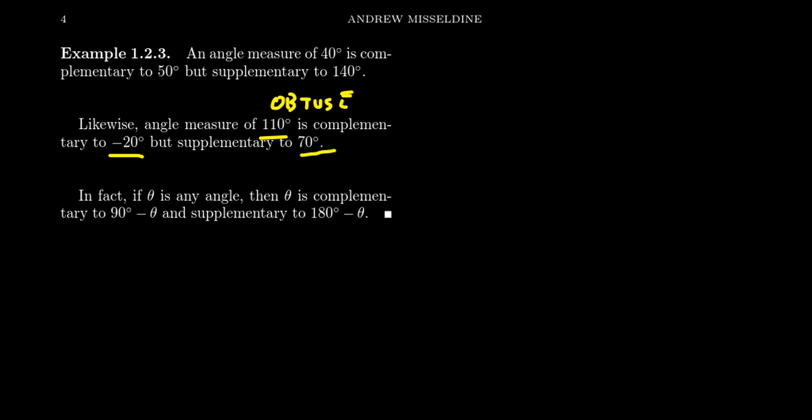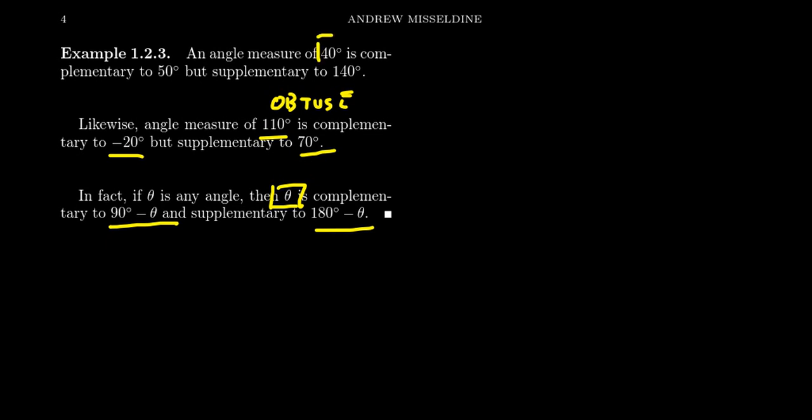And so we can compute these things in general. If you ever have an angle measure theta, and you want to compute its complement, the complement will just be 90 degrees minus theta, and the supplement will just be 180 degrees minus theta. That's all it is to computing complementary and supplementary angles.